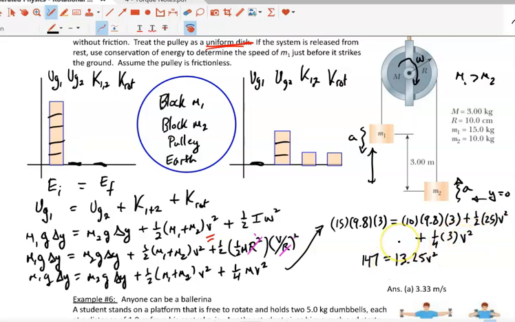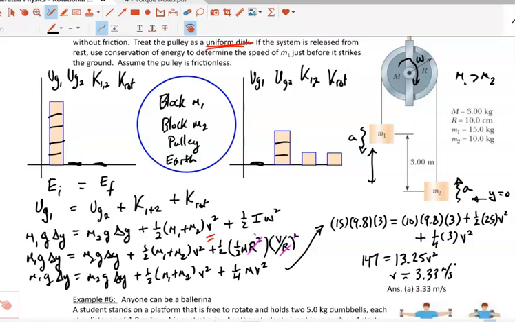Then, bring it down, I get 147 equals 13.25 v squared. And then if I take the square root of this fraction, I get the right answer of 3.33 meters per second. Okay, hopefully that makes sense.